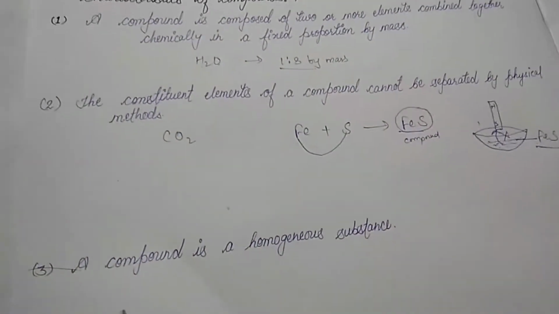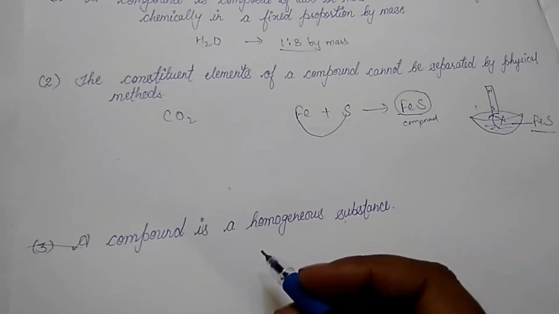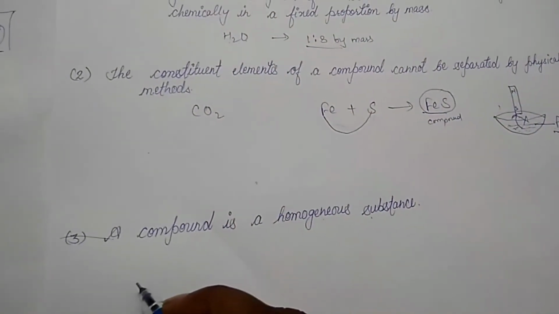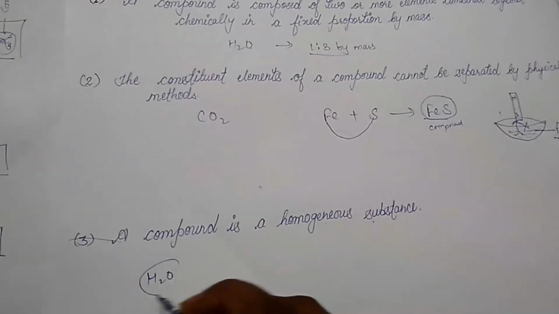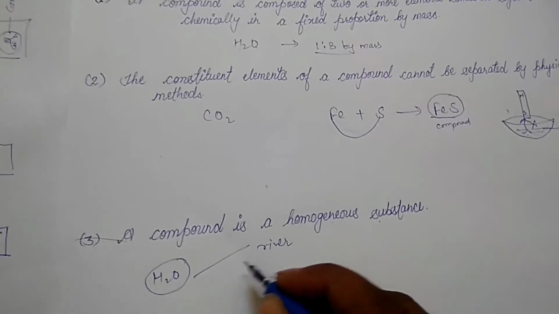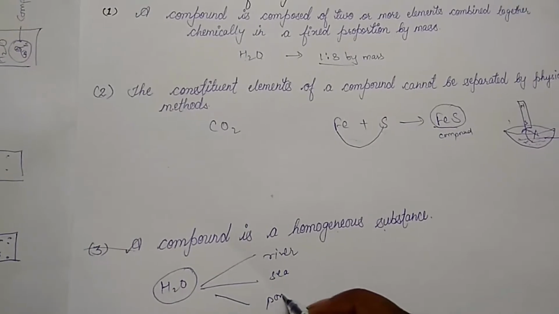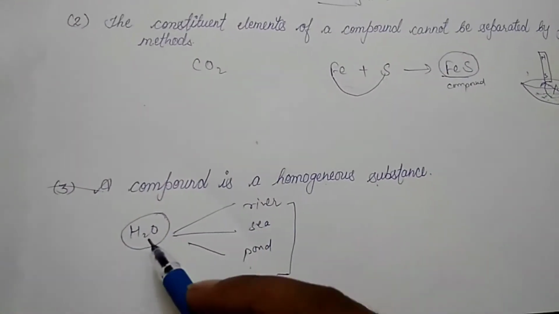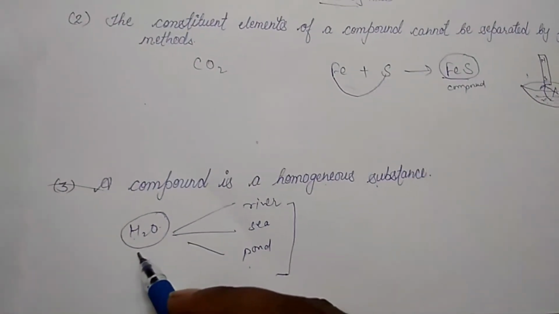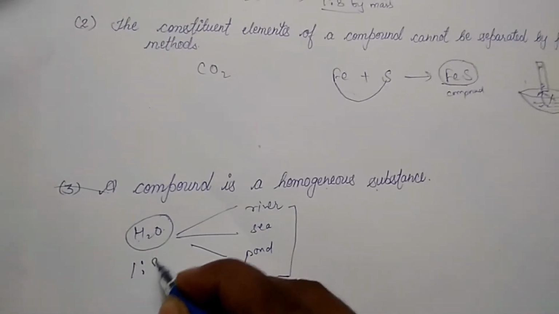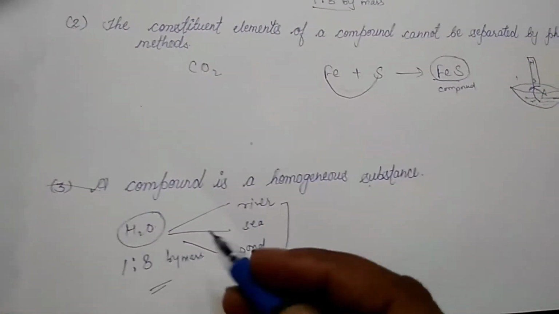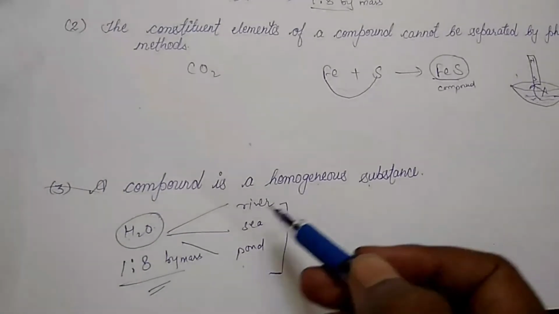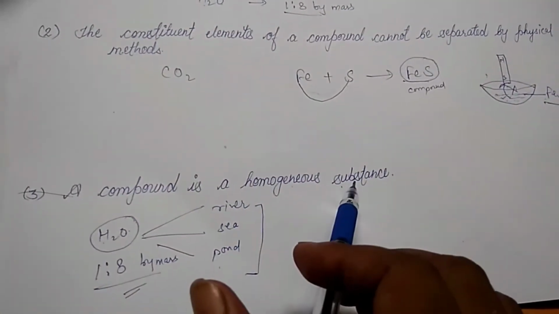Now the third characteristic: a compound is a homogeneous substance. Children, this means that a compound has the same property and composition throughout the mass. For example, when we take a sample of water from a river, sea, pond, many sources, it will always consist of only 2 elements, hydrogen and oxygen, combined chemically in a 1:8 ratio by mass. It means, children, a compound does not depend on any source. They always combine the same elements in the same ratio by mass. So children, we can say a compound is a homogeneous substance. Clear, children?